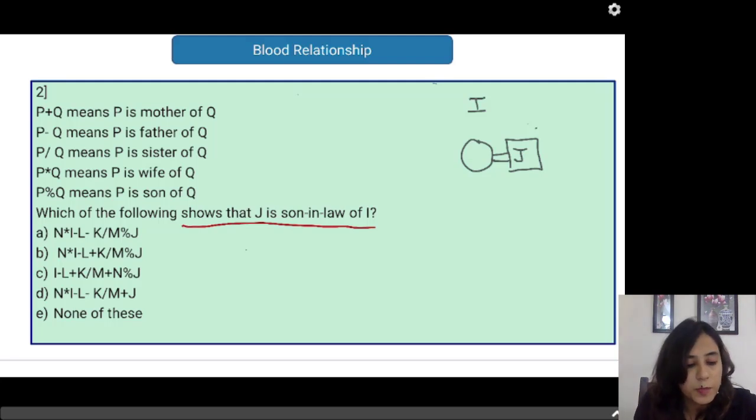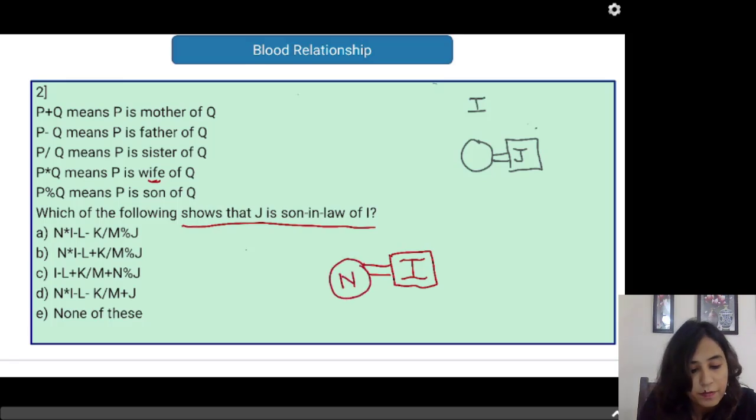If you look carefully, option one says N asterisk I. Asterisk means wife. So N is the wife of I, so I obviously is the husband. And we have N here. I minus L means I is the father of L. So we have L here. L minus K means L is the father of K. So we have K here down.